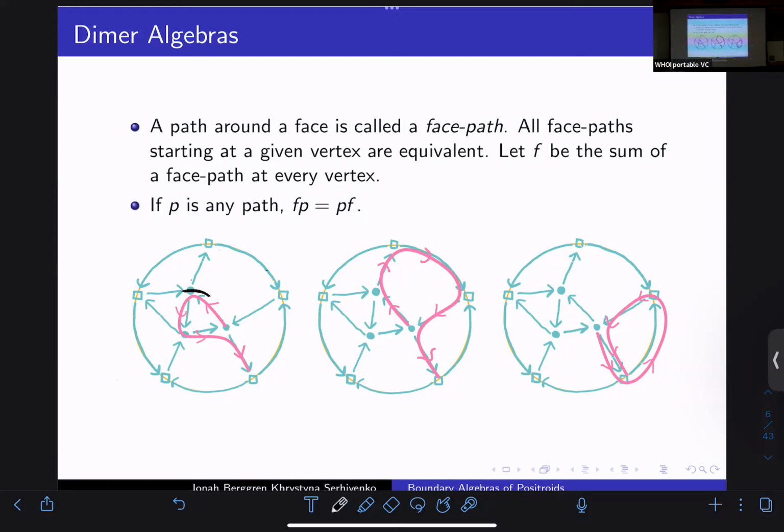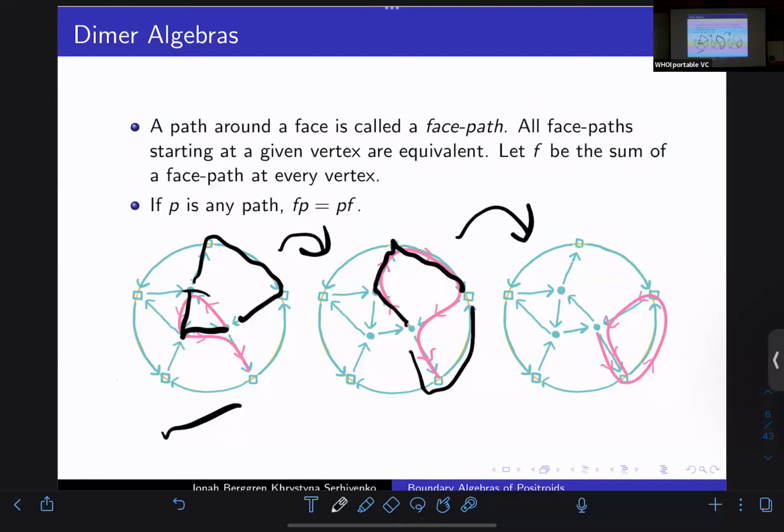And we can sort of see an example of that happening here. We start with the path on the left. And this path has this return path right here. I can switch it out for this one over here, which takes me to this middle path. And now I've created a new return path here. I can switch it out for this guy over here to get up to the right path. And the left looks like do a face path and then go along this arrow. And the right looks like go along this arrow and then do a face path.